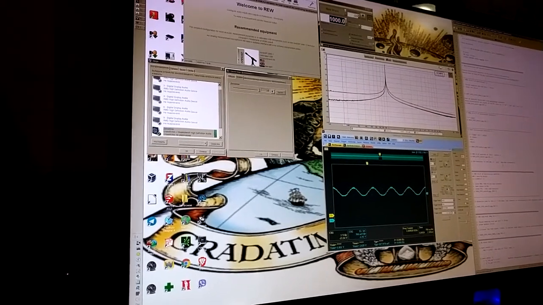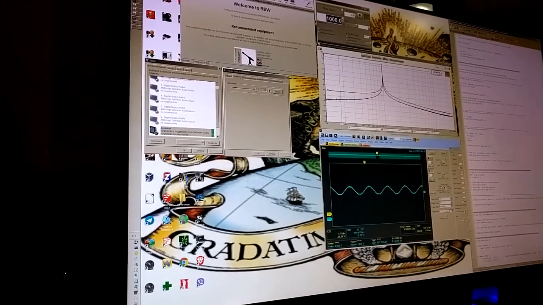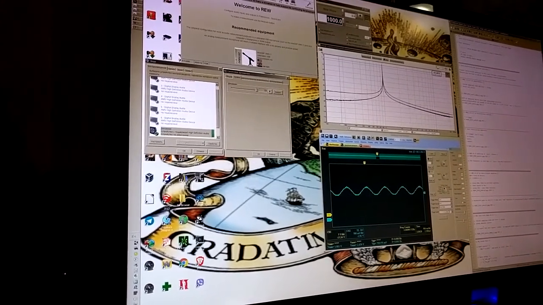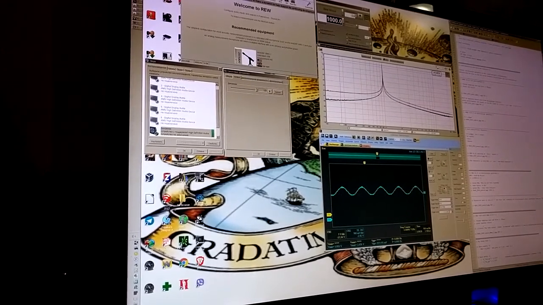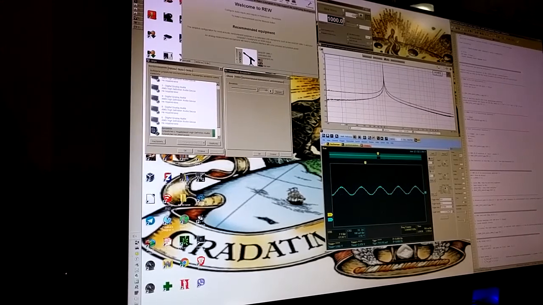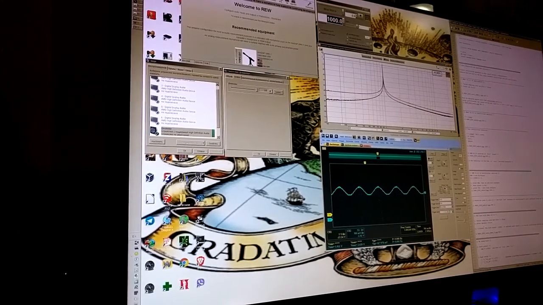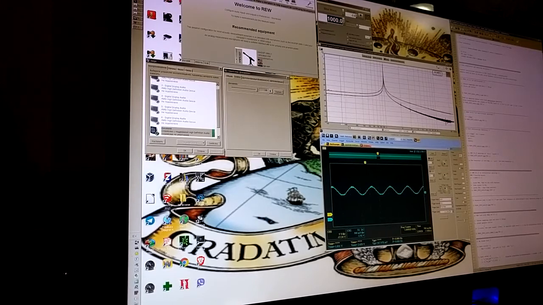The purpose of this video is to test several audio amplifiers. For this purpose we're going to use two types of software. The first one is RightMark Audio Analyzer, the second one is Room EQ Wizard. So on the screen you can see the Room EQ Wizard. The first task is to establish the limits of my sound card to have the baseline for the reference.